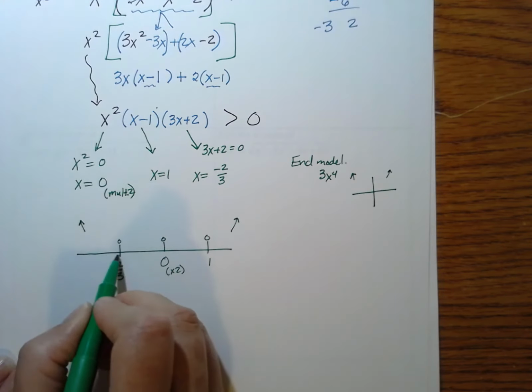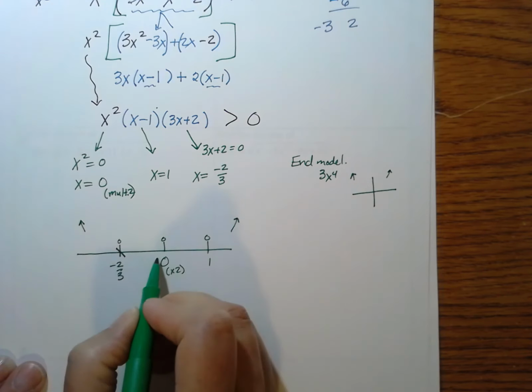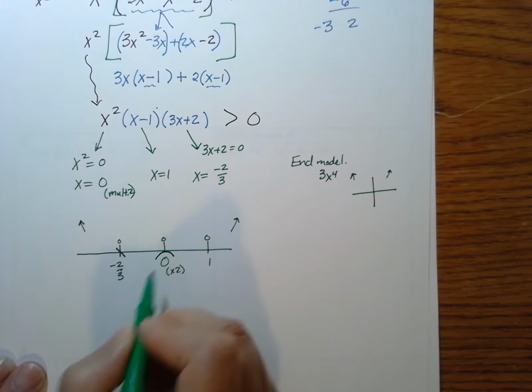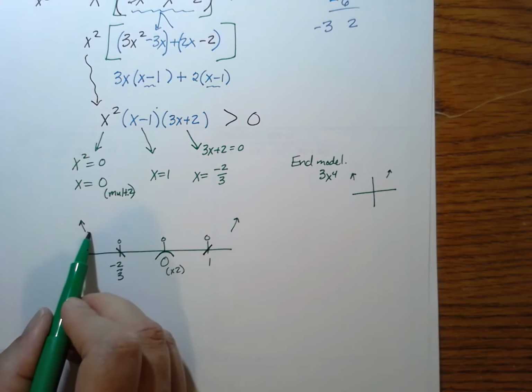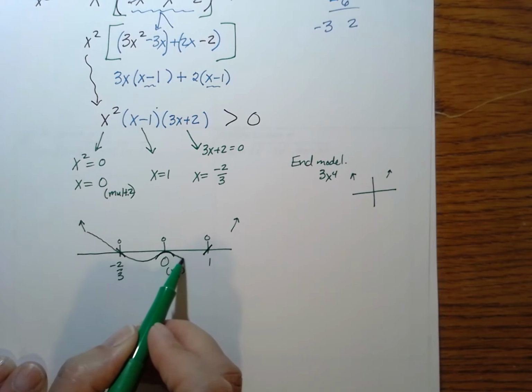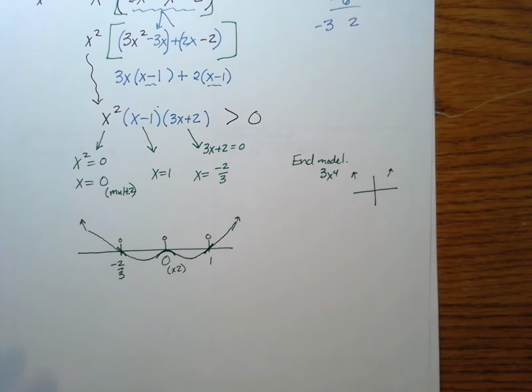All right, now this is a crossover point. So I'm going to cross from positive into negative. This is a bounce point. I'm going to do a little parabola there. And this is a cross-through point. So if you want to connect all that up, you've got a graph that looks like that.